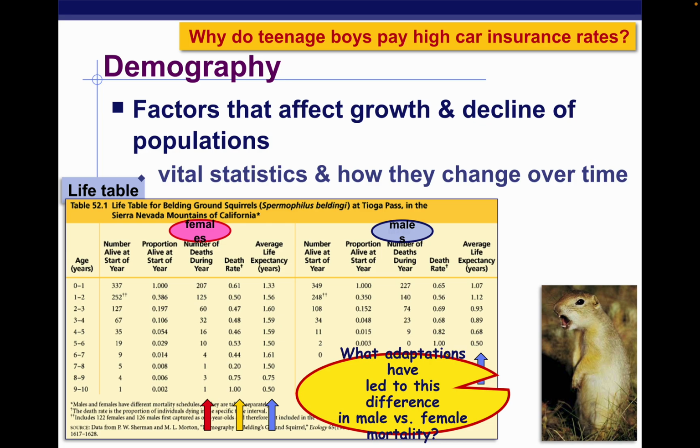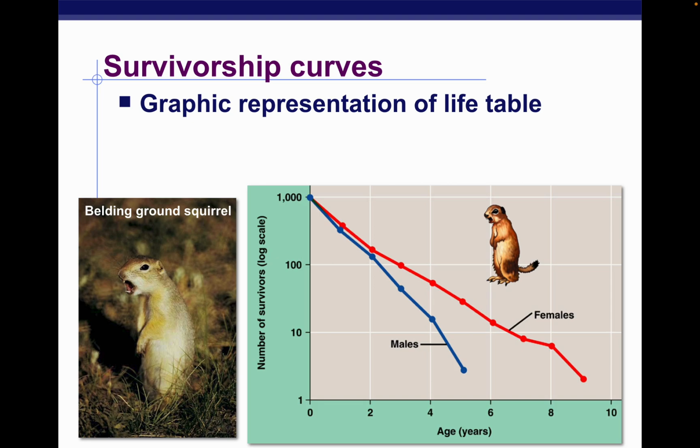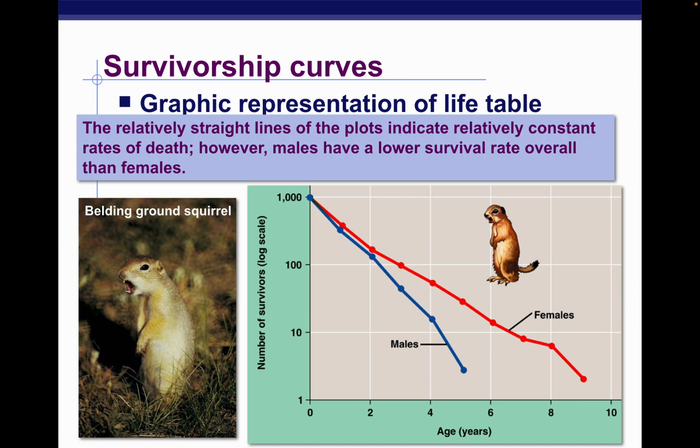All right. So, what adaptations have led to this difference in male versus female mortality? It has to do with behaviors most of the time. Okay. So let's take a look at survivorship curves. This is a relatively straight line of the plots. It indicates a constant rate of death. However, males have a lower survival rate overall than females, so that's our curve for what we were just talking about. Sorry. This is our Belding ground squirrel again, which I still think is really cute, but we're looking at the difference in males versus females.